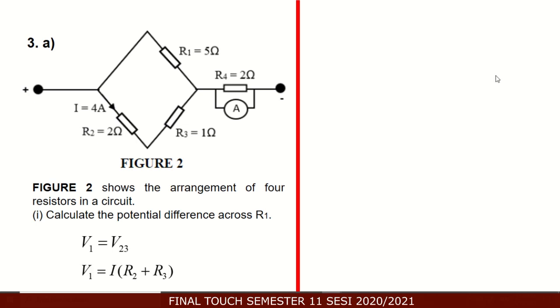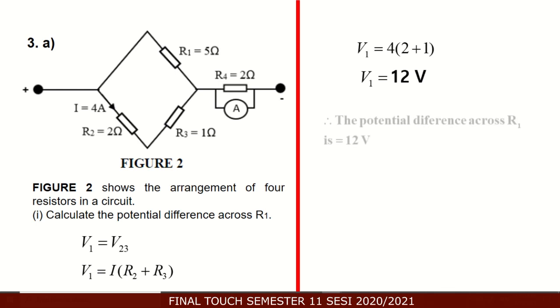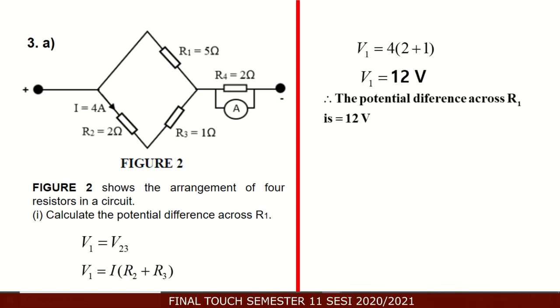So V23 equals I times R23. R23 here equals 2 plus 1, because R2 and R3 are connected in series. So we substitute the value I equals 4 ampere, R2 2 ohm, R3 1 ohm, so we can determine V1. So you get 12 volts. So the potential difference across R1 is equal to 12 volts.